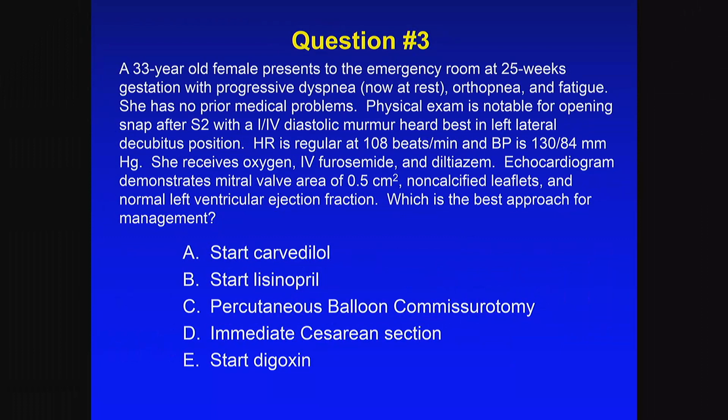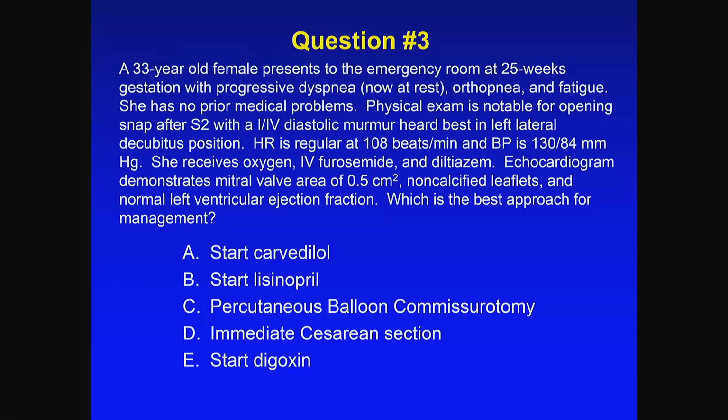The final question is that of a 33-year-old female who presents to the emergency room at 25 weeks gestation with progressive dyspnea, now at rest. She also has orthopnea and fatigue. She's never had any prior medical problems. Physical exam is notable for an opening snap after the S2, a 1 out of 4 diastolic murmur heard best in the left lateral decubitus position.